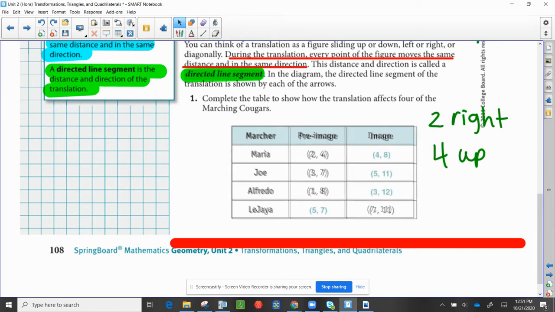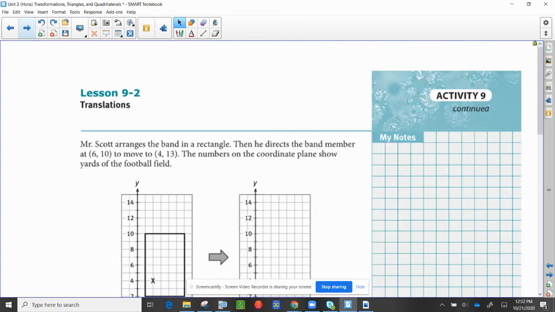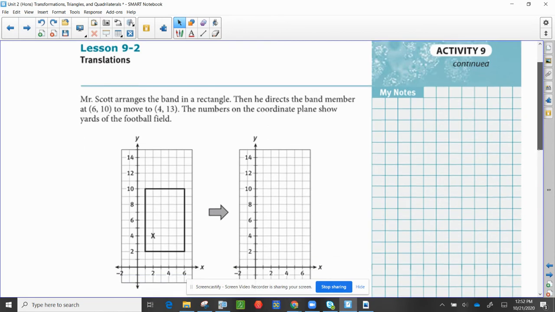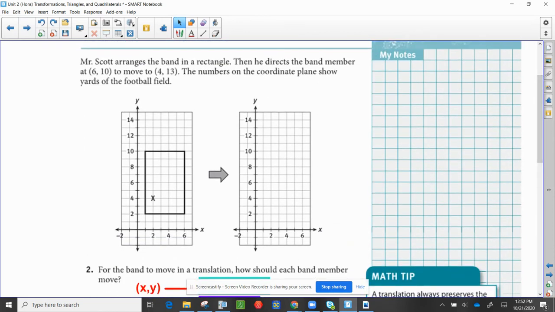Okay, so your table should end up looking like this with our pre-image and our post-image. So every point should be moving the same direction and the same distance. That's what a translation is. Everything moves together on that coordinate plane. So now let's look at the next page where Mr. Scott arranged the band in a rectangle. Then he directs the band member at 6, 10. So again, let's mark that. At 6, 10, he directs them to move to 4, 13. So 4, 13.